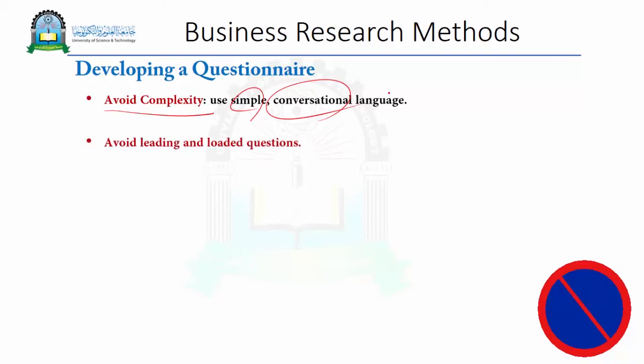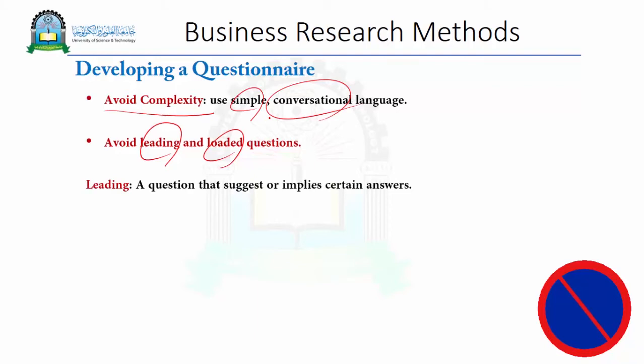The second one is avoid leading and loaded questions. We have two types of questions that can mislead the respondents and make the answer not accurate. So the leading question is a question that suggests or implies certain answers, and in this type of questions, the first half, for example, is going to lead to a certain answer, and this must be avoided.